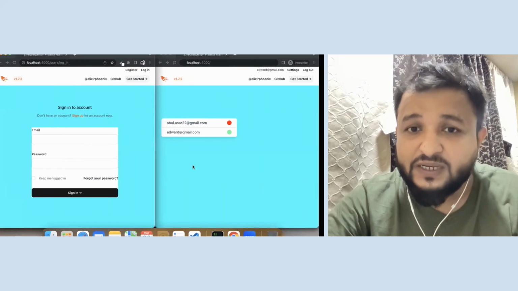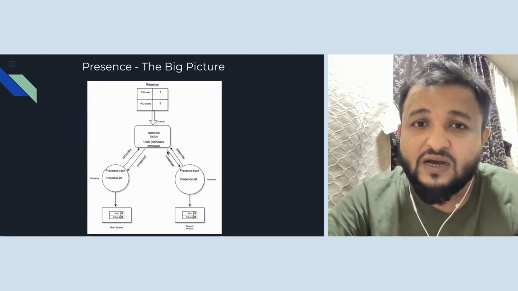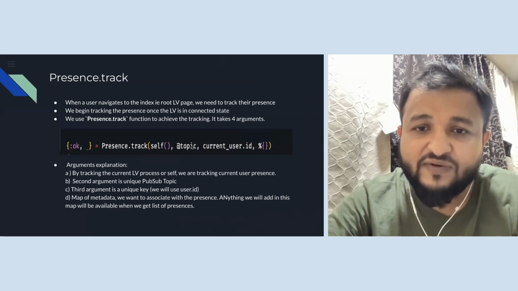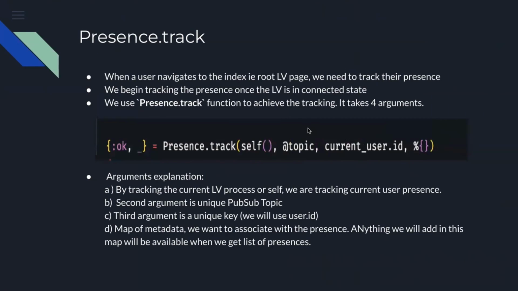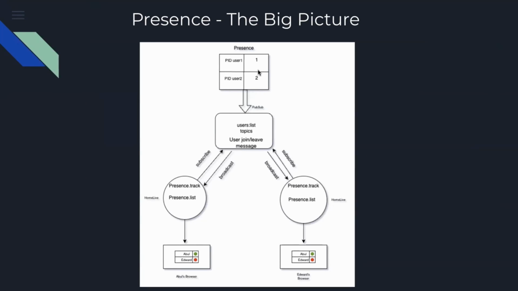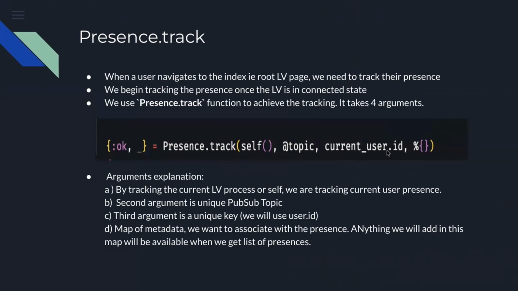The second thing is the topic, which is also very necessary, because it is what we want to publish on, so we have to specify the topic as well. Here in our case it will be users:list. I have declared it as a module attribute, so I have mentioned it as @topic. In our case I'm keeping track of the presence of the user with their ID, and for the sake of simplicity I'm just using user.id. Finally, there is a map where we can pass metadata and other information, but in our case we don't need anything else, so I'm just passing an empty map. All right, so this is the explanation of what all these parameters mean.